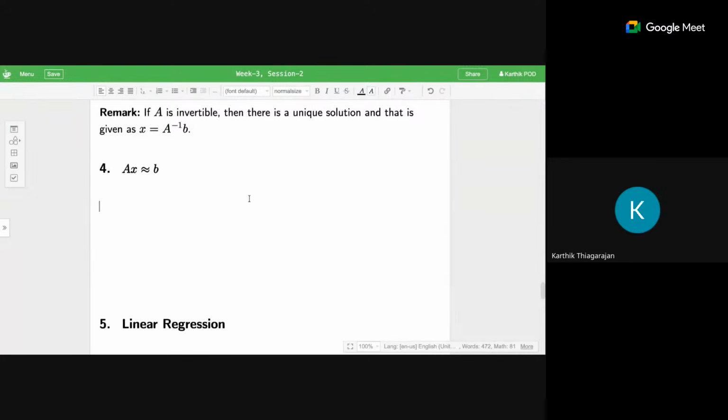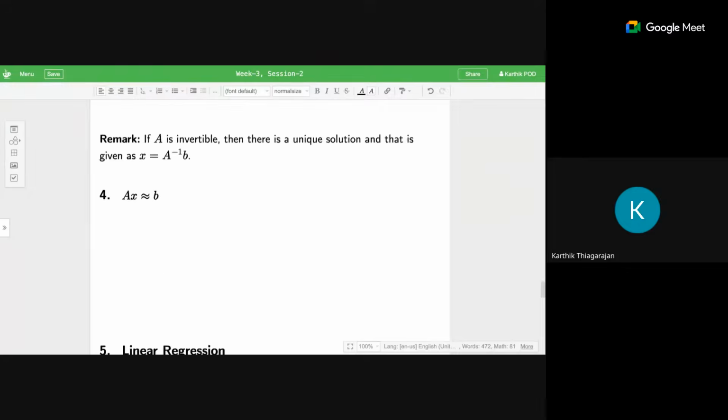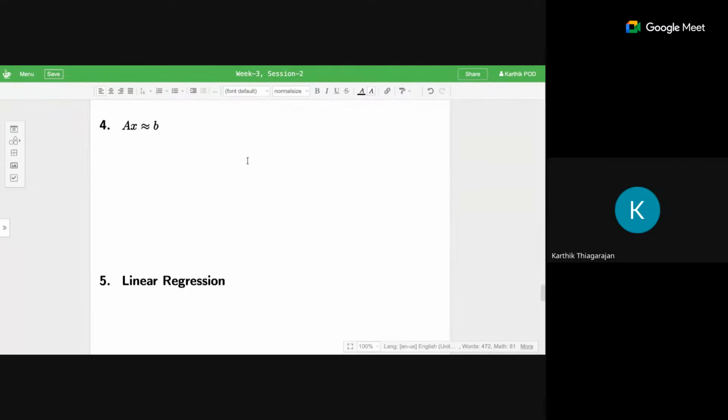Okay, so we'll move now to the meaty portion of week 3, which is this whole projections, least squares, linear regression, and so on. Maybe club these two because they are closely related.